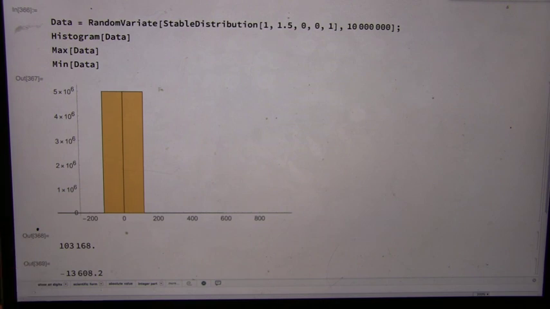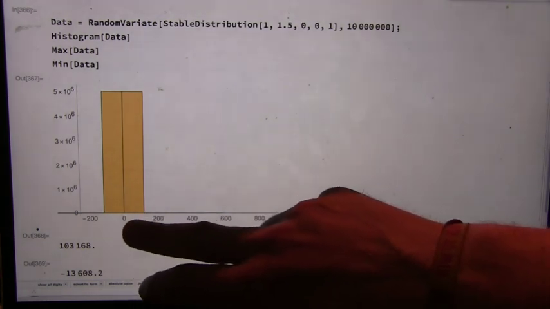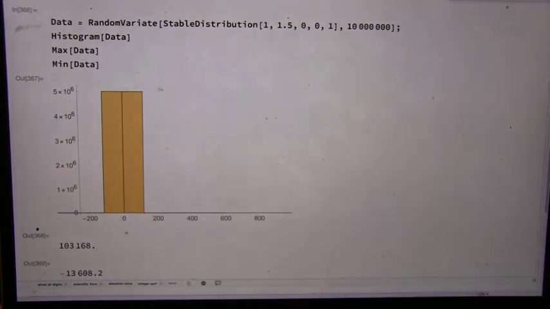If this was a normal distribution, the max is 103,000. So if this was a normal distribution, the max would be like 7 or something. It's not even clear how wide this is, because these extremes are so far away. Now, do you think it's a Cauchy distribution?